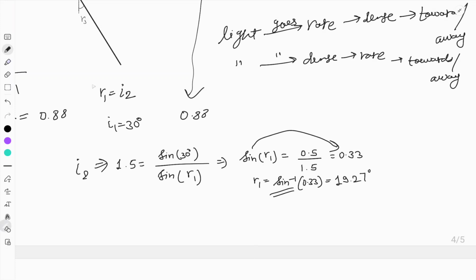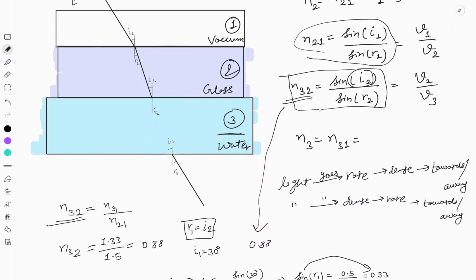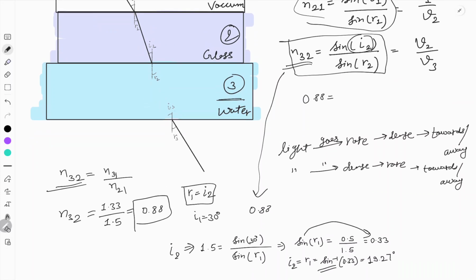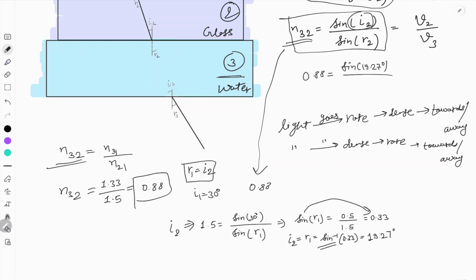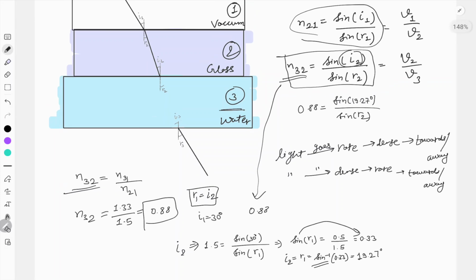Now I have already written that R1 is equal to I2. Okay. Now I have I2. Now that I have I2, I can easily calculate R2, right? Because I know N32. What was N32? N32 was 0.88, and I2 came out to be 19.27 degrees. So I can write 19.27 degrees, pardon my handwriting, and we can write sine R2, right?